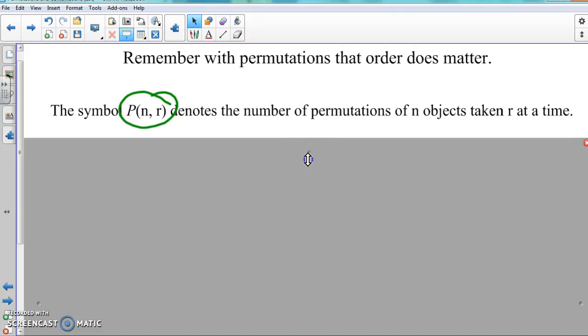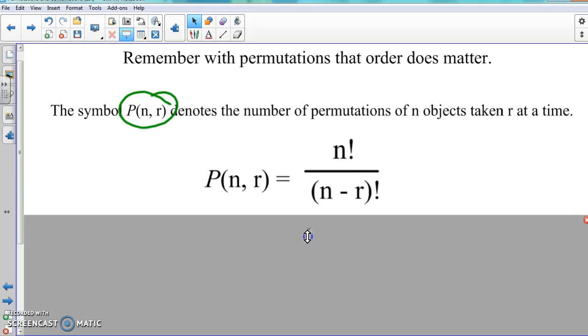And you're like, oh, that makes so much sense, Mr. Hall. Yeah. So let's give you the formula. In other words, P(n, r) equals n factorial over (n minus r) factorial. It's important that you have your parentheses there to make sure that you can do it correctly. So again, that's n factorial over (n minus r) factorial, if there's two separate numbers.